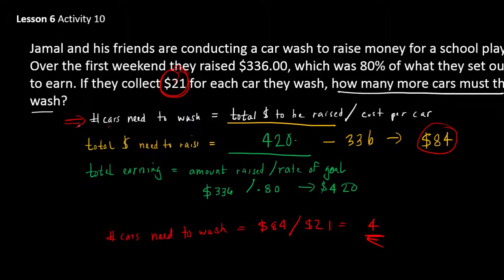I always, again, start with what I need to find, ask myself what I need to find that, and it opens up into a stair-step of, to find thing A, I have to find thing B, to find thing B, I need C, to find C, I need D, and so on and so forth. So I have all these nested equations, and I work my way back out until I get the answer. Okay, so that's lesson 6, activity 10.